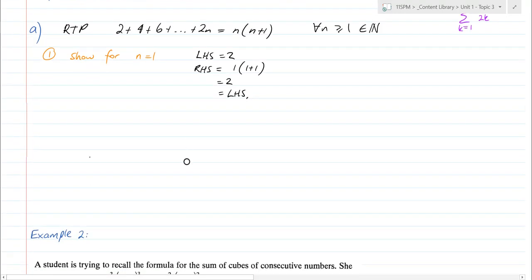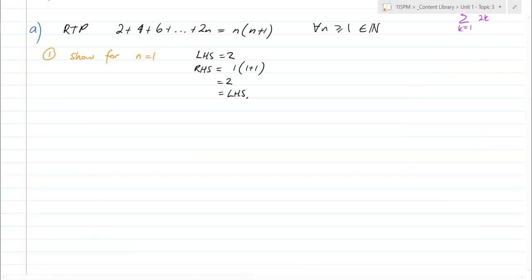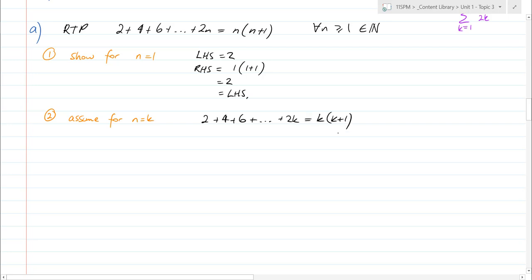Now I'm going to show that if I knock down the kth domino, it will knock down the k plus 1th domino. So step 2, assume for n equals k. So in this case, make the statement that 2 plus 4 plus 6 plus ... plus 2k is equal to k times k plus 1. And I'm going to assume that that's true. And so I've written that there. That's now a statement of fact. That is definitely true. And I'm going to use that for step 3.